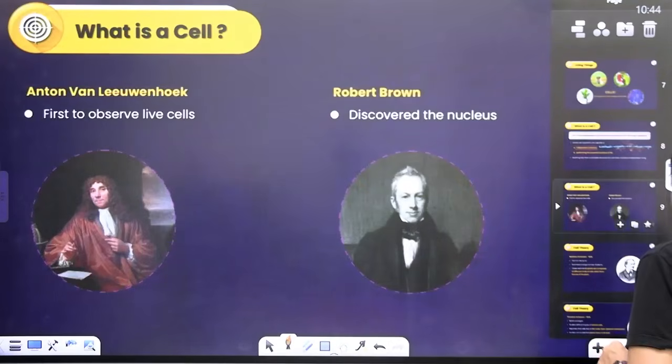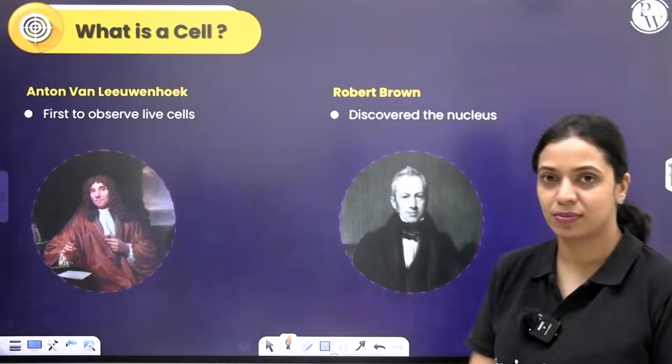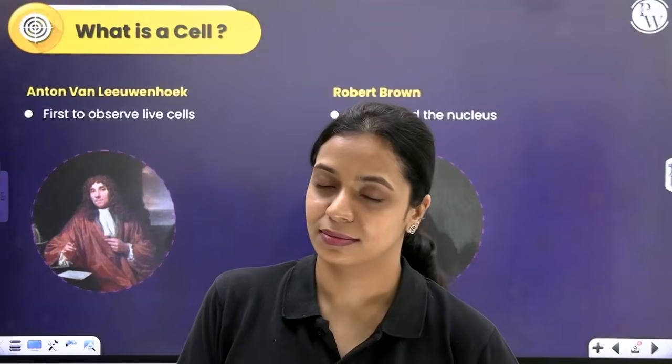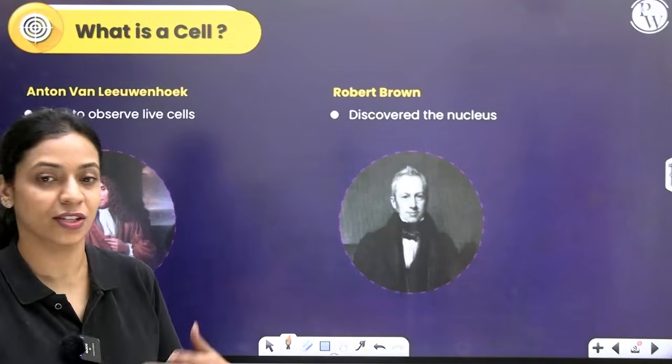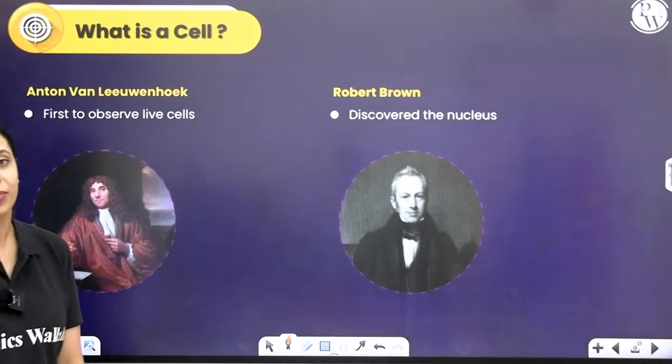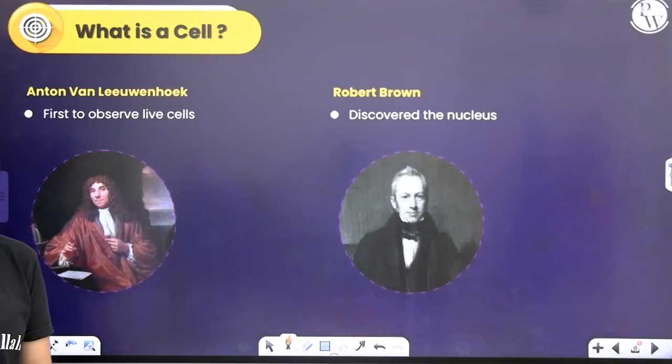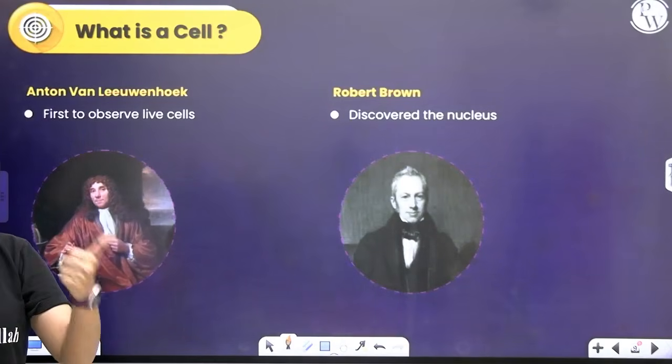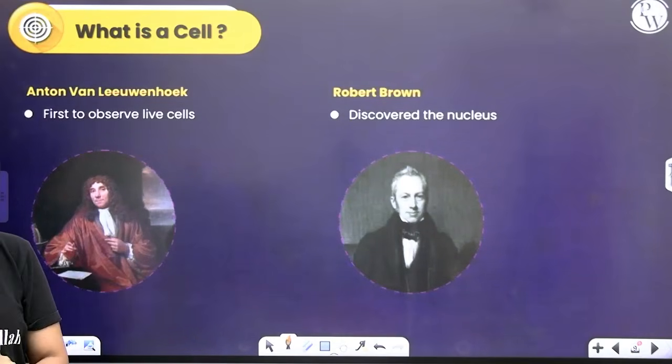How do we know about cells? Who are the first people who researched about cells? And that is something that you should know about the history of discovery of cells. Two people's names you'll have to remember here. One is Anton van Leeuwenhoek and the other one is Robert Brown.